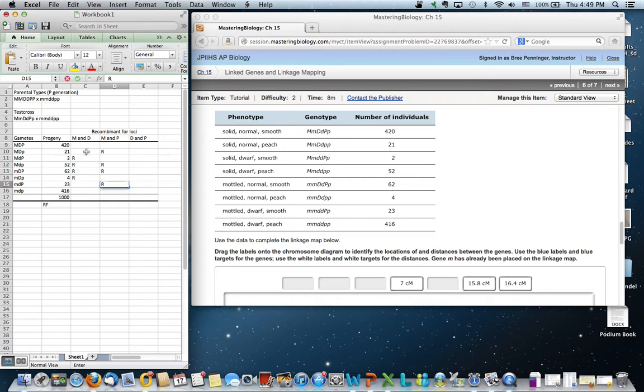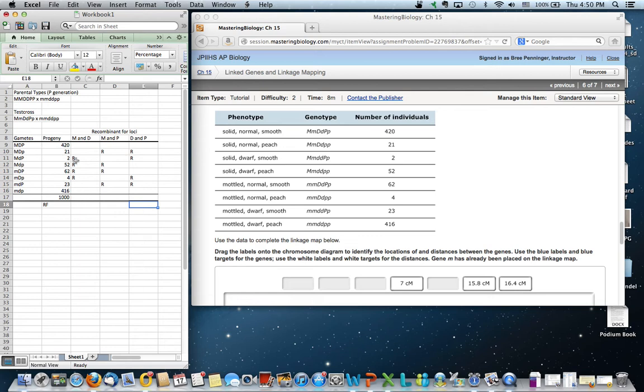Okay, and then the last column, we're looking at the D and the P locus. So is it a dwarf or not? And does it have the smooth skin or the peach skin on the tomato fruit? So these guys are recombinants. There's the bell. Time for me to go home. Just kidding. And then this one is a recombinant, and this is a recombinant. Okay, so now we know who our recombinants are.